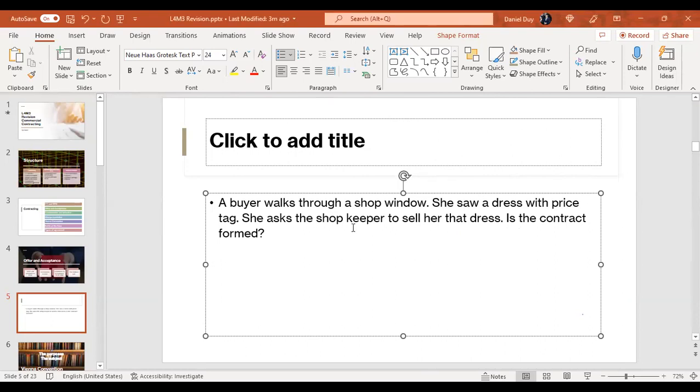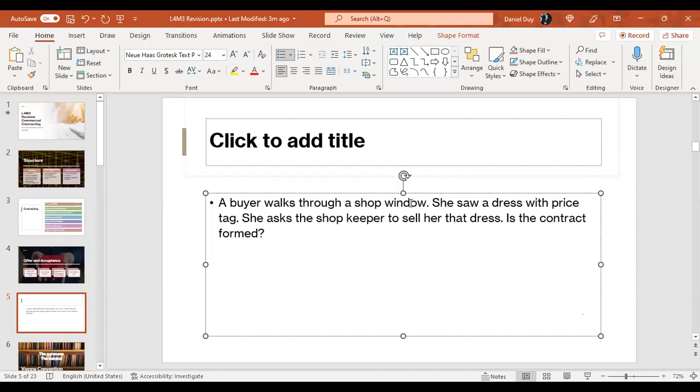Well, we need to come back again to the formation of contract. And we know that the contract is formed when there is an offer and there is an acceptance. If there is only an invitation to treat, there can be no acceptance there. If there is an invitation to treat, then even if the other party agrees, no contract is formed. We only have an invitation to treat.